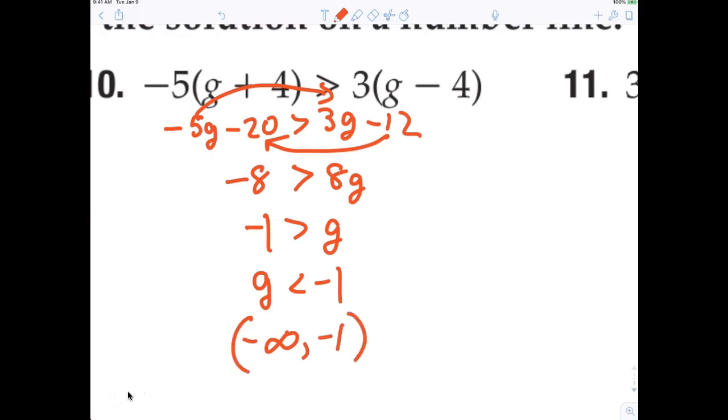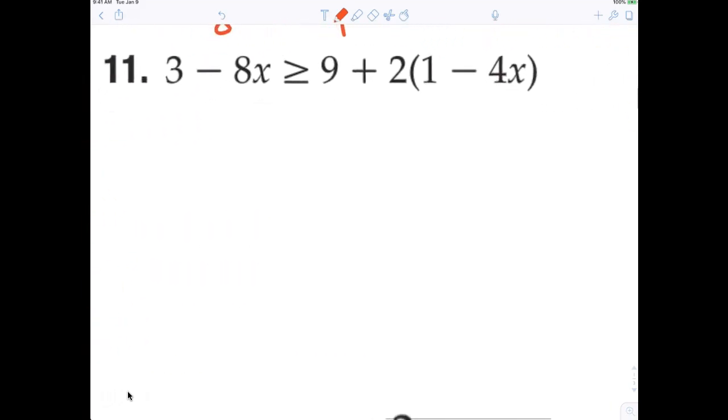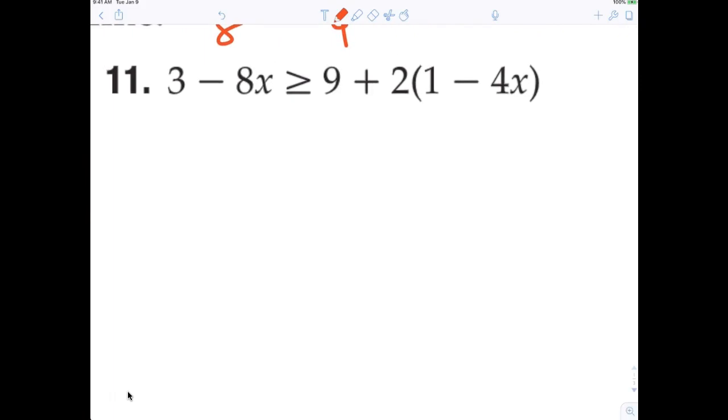Come on, guys. We got this. Everybody okay? Any questions? All right. Check out number 11. Come on, write it down. Now we want to distribute and combine terms.